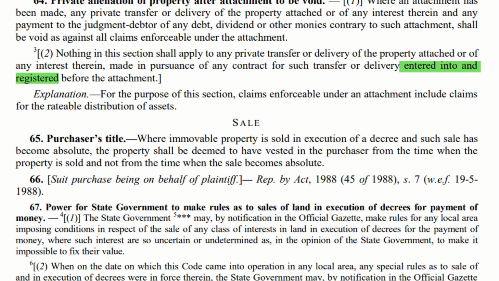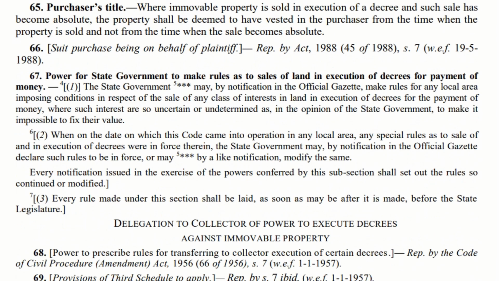Next is sale, section 65. Purchaser's title. Let us move to section 65. If an immovable property is sold in execution of a decree and that sale also becomes absolute, when will this property vest in the purchaser? The answer is when the property is sold. Actually, when the sale becomes absolute, the property will be given to that person. So when that process takes place, that is when the property is actually sold, that is the time when the purchaser gets the right.